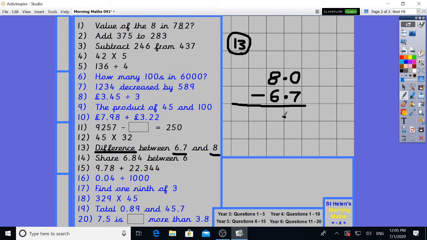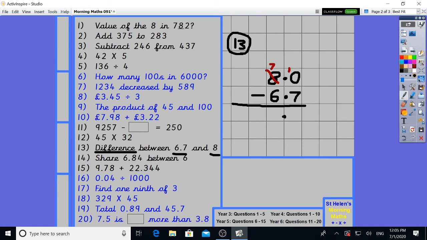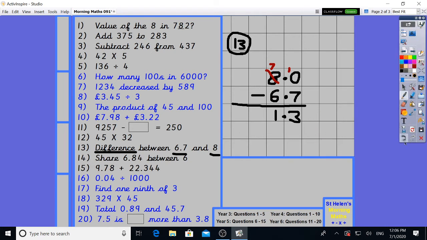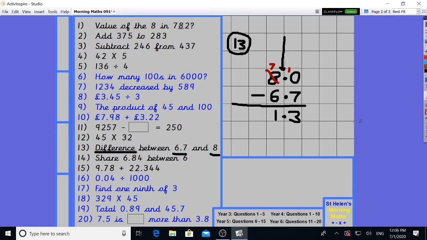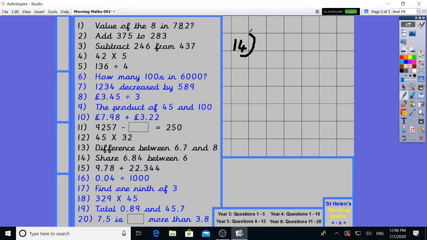Year 3 had a challenging one of those today, where they had to make sure the biggest number was on the top. So we'll do 0 take away 7 is not 7. 0 take away 7 is not 0. You have to do the borrowing. 10 take away 7 is 3. 7 take away 6, 1. 1.3. That looks right. 8 take away 6 and a bit is 1 and a bit. Remember fractions and decimals, which come after this decimal point, are just bits of a whole. They're just bits instead of whole ones. And we're on question 14. Share means divide.